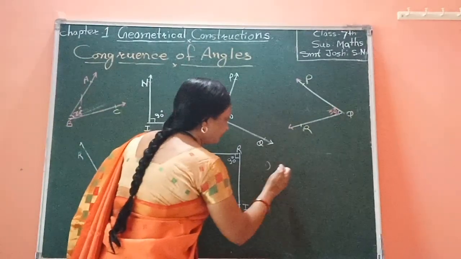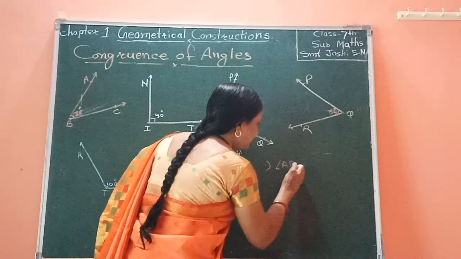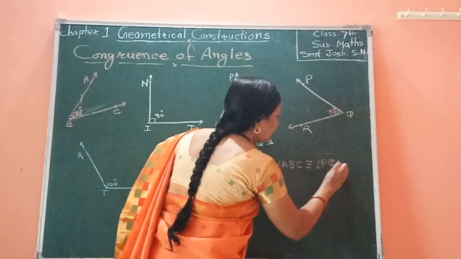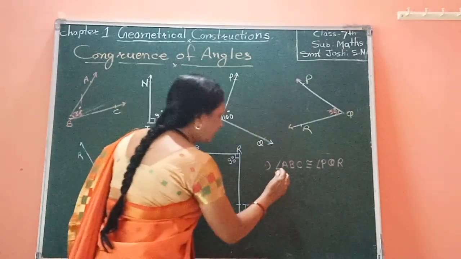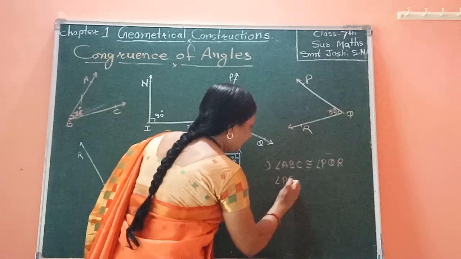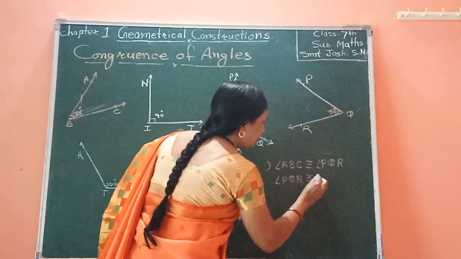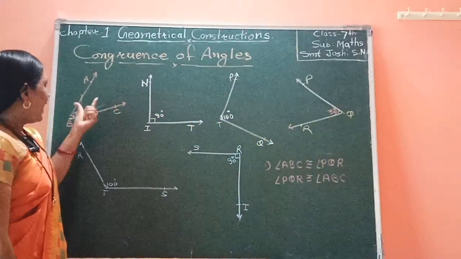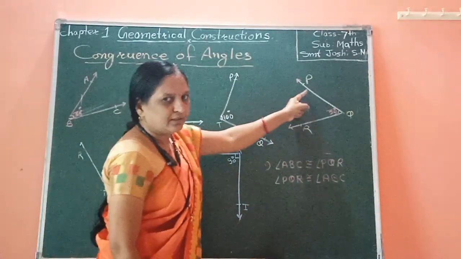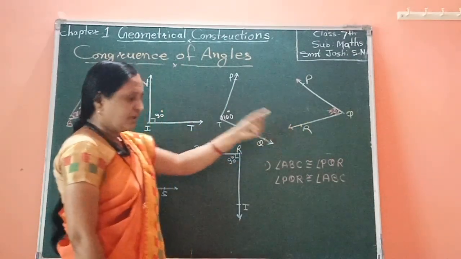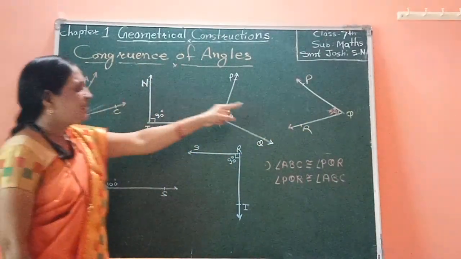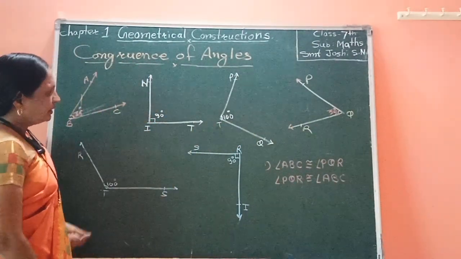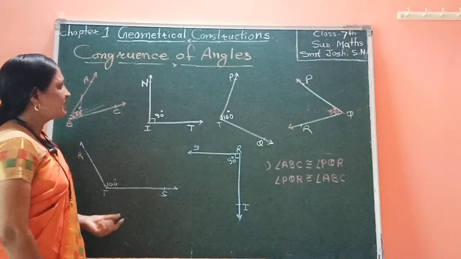Symbolically, first angle ABC congruent angle PQR, or this can be written angle PQR congruent angle ABC. Reason is measure of these 2 angles is equal. Then observe these given figures.